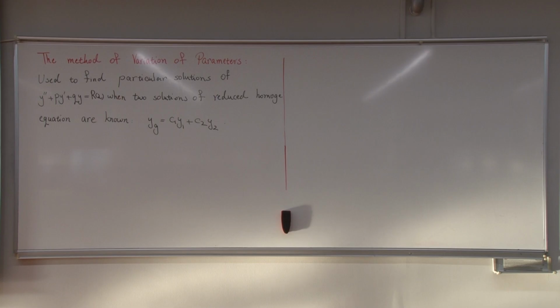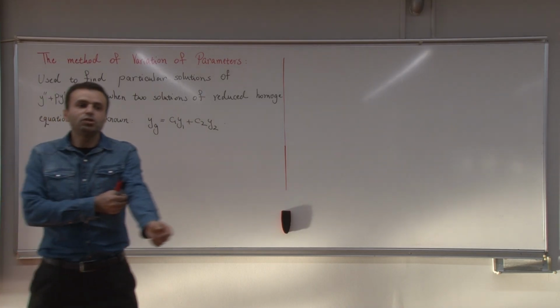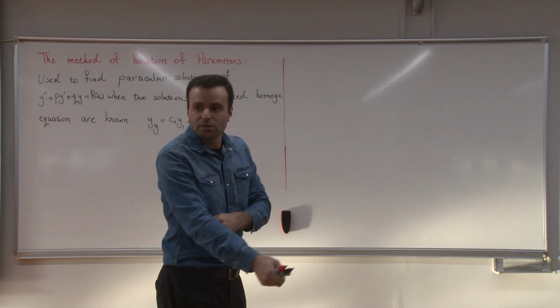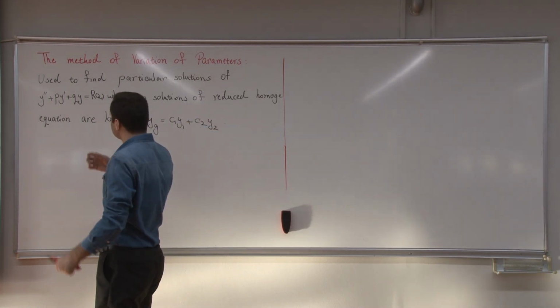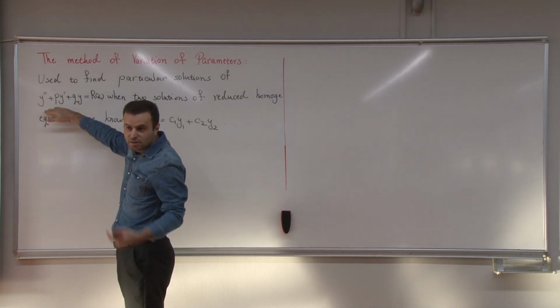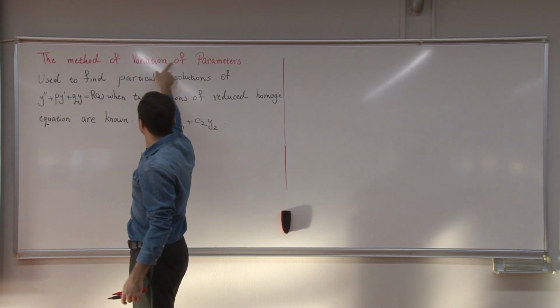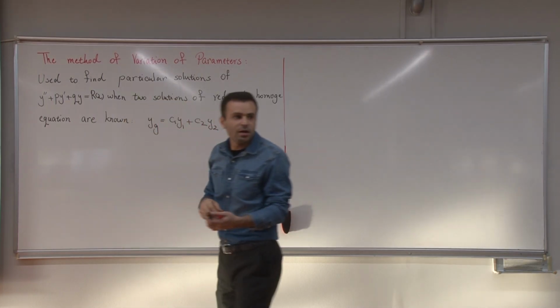Let's go on. Shall we? Okay. The second method that we need to use in order to find the particular solutions of a second order differential equation with constant coefficients in the linear case, which is not homogeneous, is the method of variation of parameters that was developed by Lagrange.